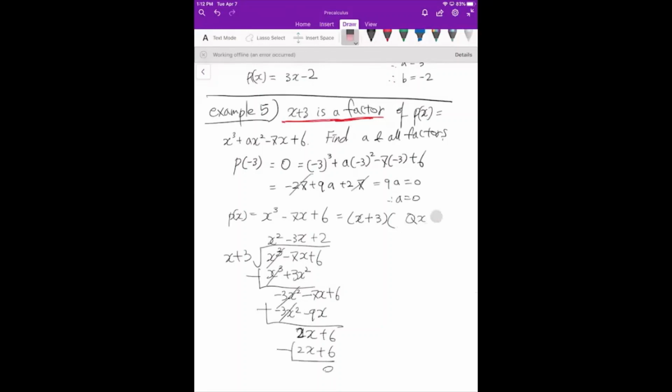So I am going to just copy and paste. x squared minus 3x plus 2 can be factored one more time: x minus 2 times x minus 1. So what are your zeros here? The first zero is negative 3. The second one is 2. The third one is 1. Okay, you have 3 zeros. Agree?